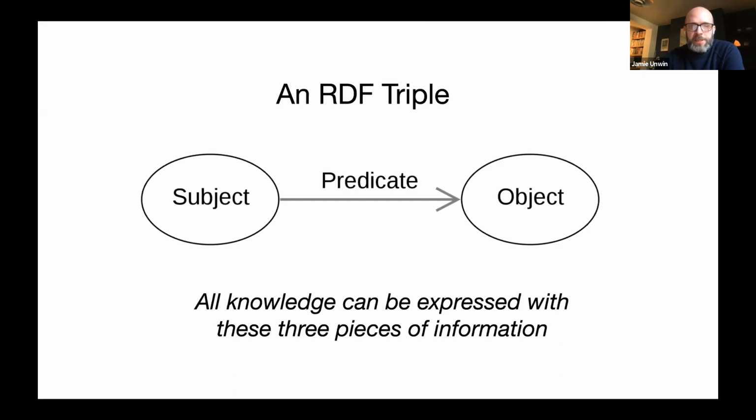So Jane's father is Bob, or Charles Babbage invented the Difference Engine. If you can state every fact of knowledge in those three things, you can chain these together, and that, in effect, is your knowledge graph.